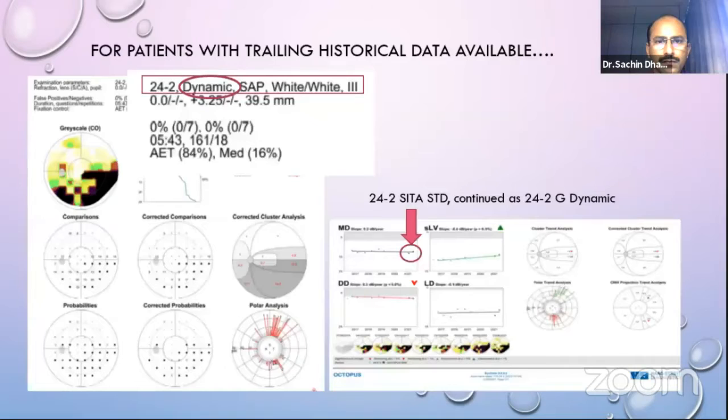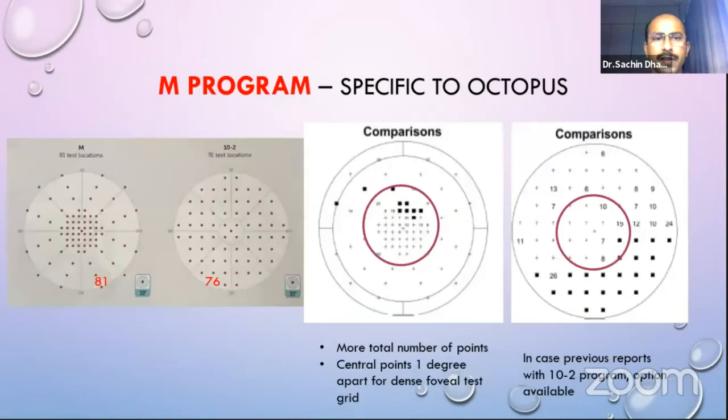Now, if you do a 24-2 test, then the same kind of printout is available to us, and you can have continuity of the 24-2 test from the previous Humphrey's historical data. You can see here a beautiful progression map is obtained, and these last two symbols are different, which indicate the Octopus machine vis-a-vis the Humphrey machine, which is indicated as a cross, and you can get a progression map even on previous Humphrey data.